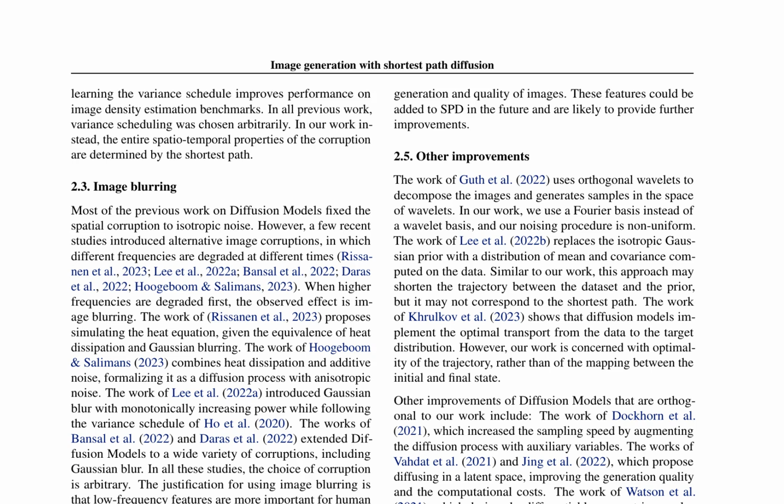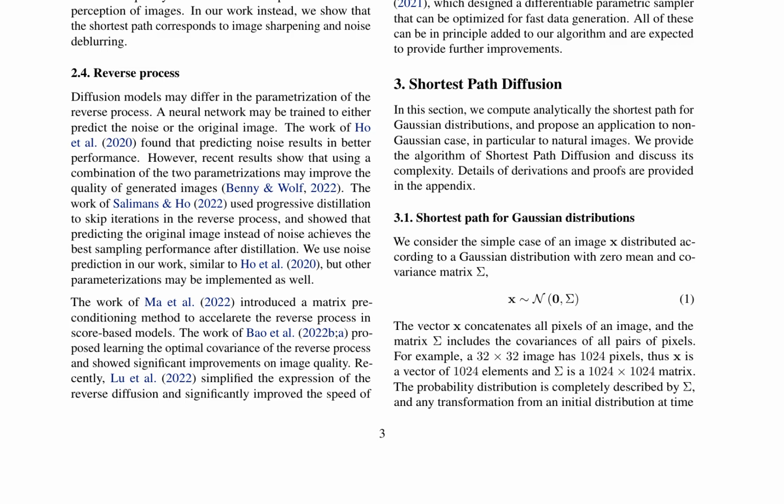The research discusses the concept of shortest path diffusion, which improves performance on image density estimation benchmarks by learning the variance schedule. Unlike previous work, which chose variance scheduling arbitrarily, this approach determines the entire spatiotemporal properties of corruption by the shortest path. The study also explores various improvements in diffusion models, including the use of non-uniform noising procedures, orthogonal wavelets, and the application of optimal transport.